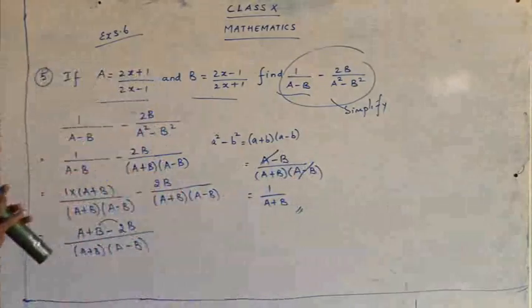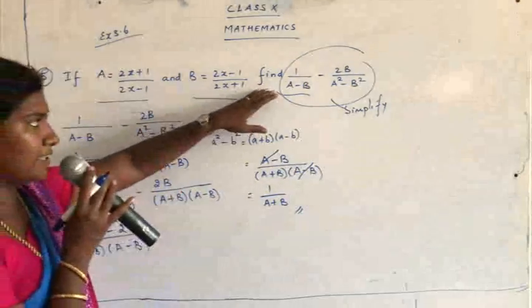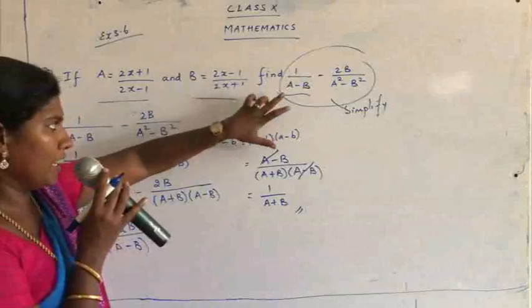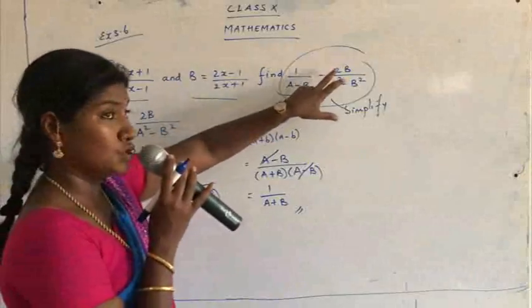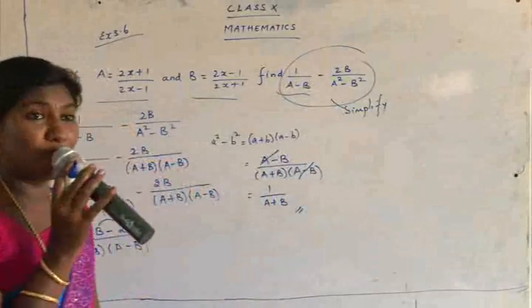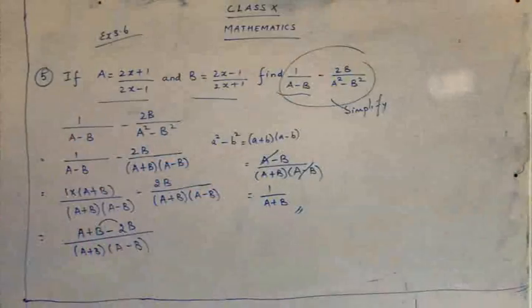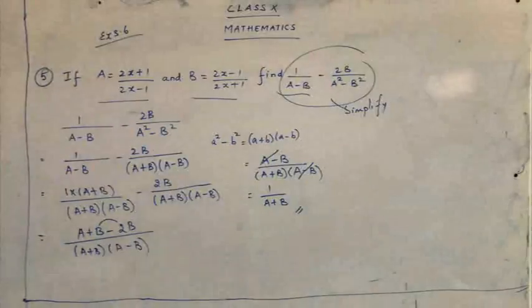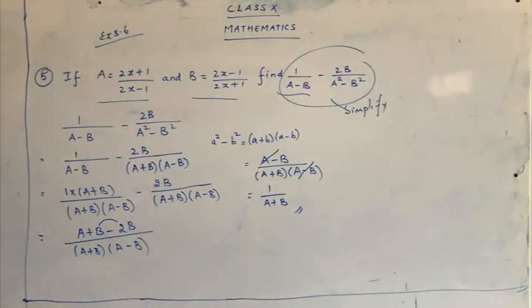So this is what we get when we simplify the find part. It is 1 upon A minus B minus 2B upon A square minus B square changes to 1 upon A plus B. We have not entered into our sum part. We have just simplified the answer that we have to find. So now we are going to substitute the value for A and B over here.